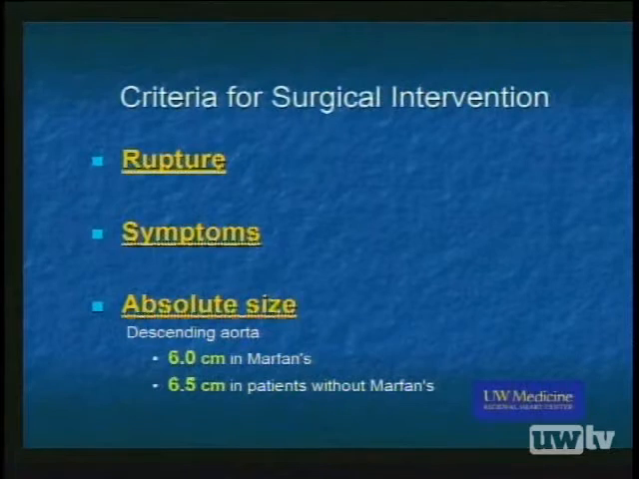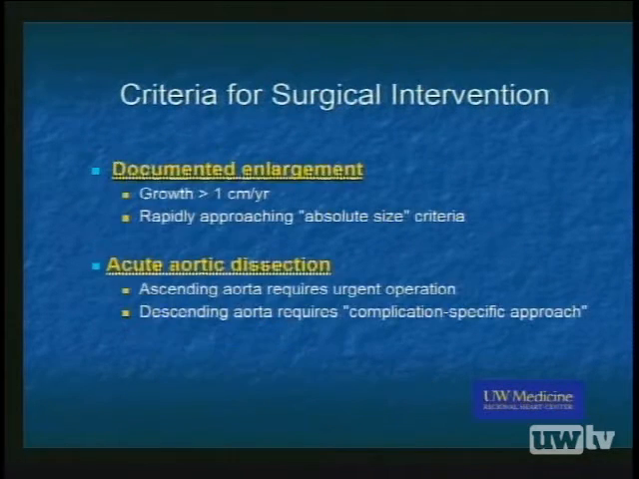After taking all this into consideration, and the anatomic information that I provided as well as the background on natural history, we have developed some criteria for surgical intervention, and they include rupture, obviously, symptomatic aneurysms, and there are also indications based on size. This varies a bit from institution to institution, but in the descending aorta, patients with Marfan syndrome, who have a higher rate of rupture, receive intervention when their aneurysms reach 6 centimeters in diameter, and patients without Marfan's more typically at 6.5 centimeters.